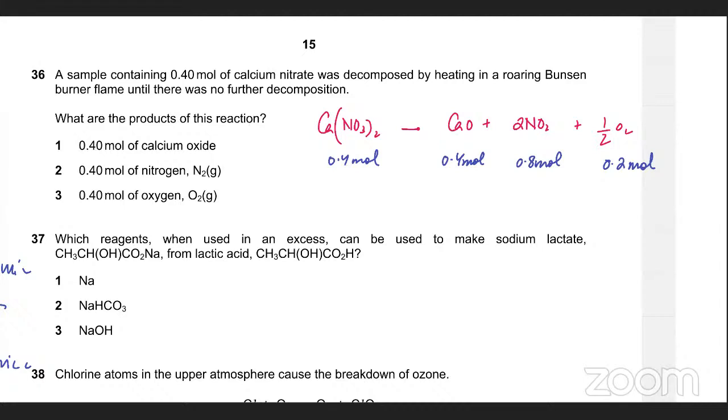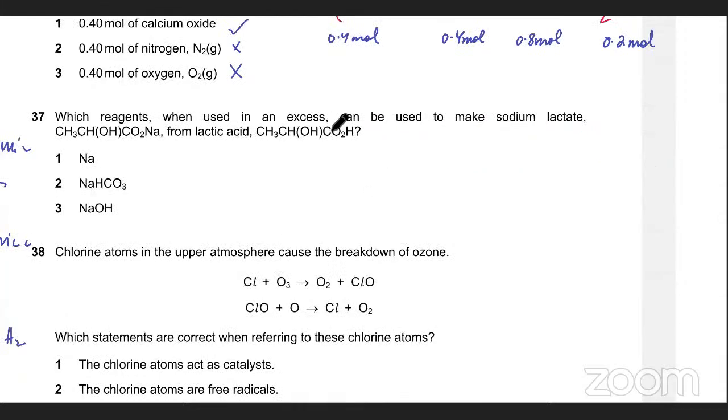So what are the products of this reaction? The first one is correct. The second one is wrong. And the third one is also wrong. So all you needed to know about this was, if you knew the equation, you would have been able to do this. Now 37: which reagents when used in excess can be used to make sodium lactate?